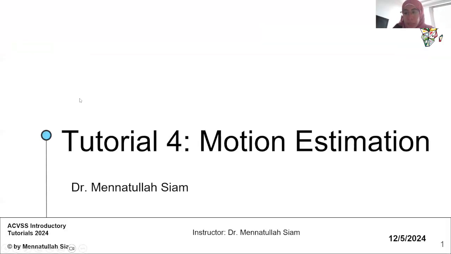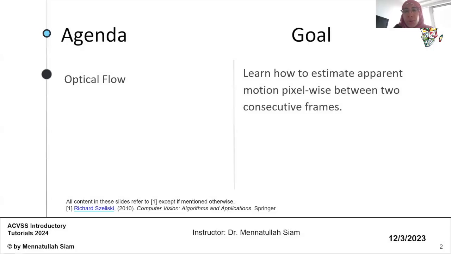So this tutorial is trying to go through how to estimate the apparent motion, and I'll describe what it means to be apparent. The apparent motion pixel-wise between two consecutive frames. So this apparent motion is what we call optical flow.